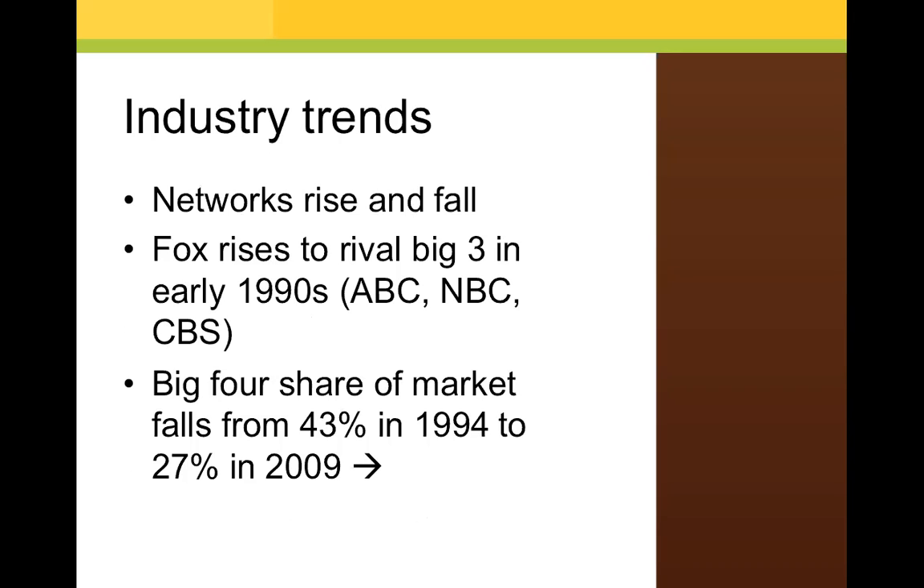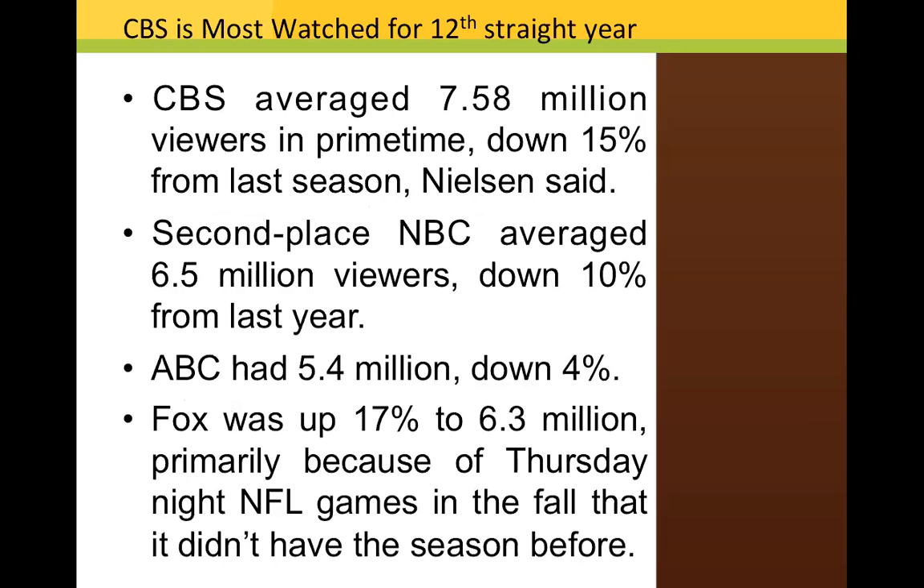But from that time to now, based on cable TV first, and now because of streaming, those big four are getting a smaller and smaller share of that market. So cable had the impact, as it shows here, 43% of people watching one of the big networks in 1994, down to 27% in 2009. This is the most recent year where CBS averaged 7.58 million viewers in prime time, which was down 15% from the previous season. NBC averaged 6.5 million viewers, ABC had 5.4 million, and Fox had 6.3 million viewers.